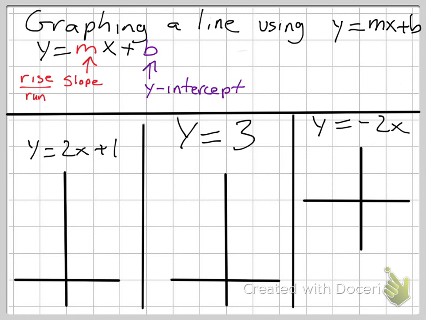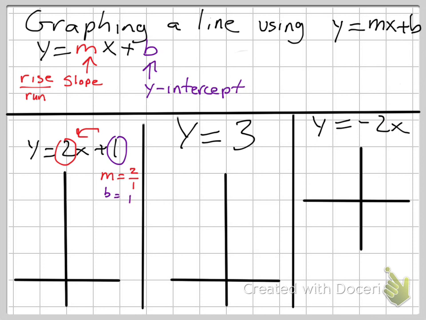We can see here we have our y-intercept, and then we have our slope here. If the slope, for example, is just 2, just a number, then we can always set m equal to 2 over 1, because anything over 1 is itself. And we know our b is equal to 1, which is our y-intercept.